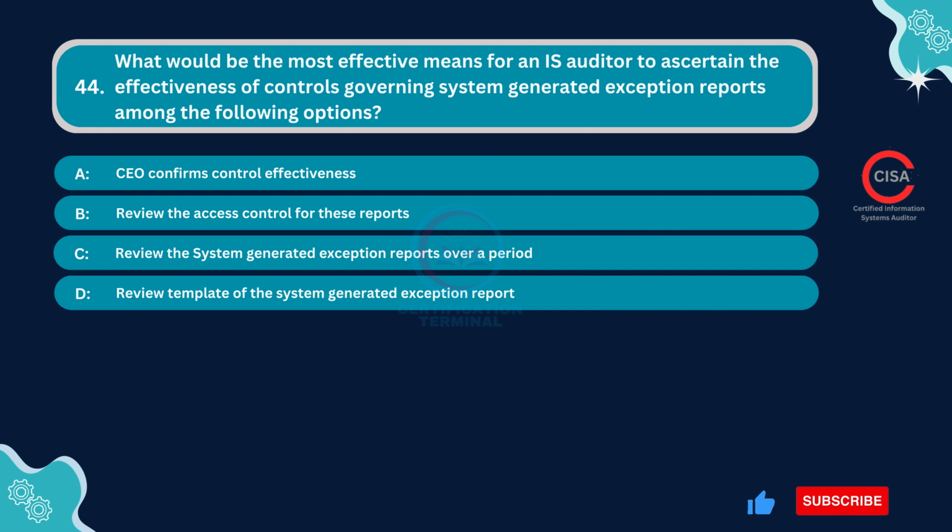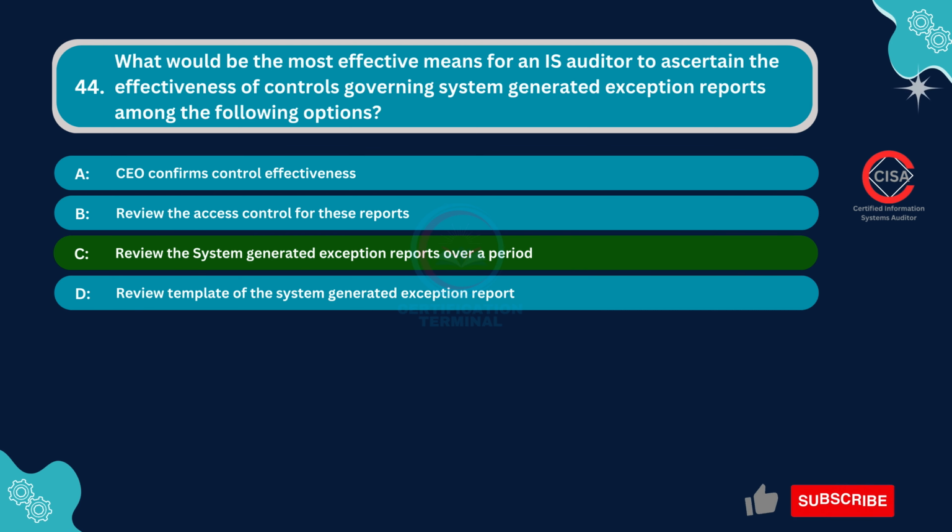The correct answer is Option C, review the system-generated exception reports over a period. While a CEO might offer general assurance, they may not have the technical expertise to evaluate the effectiveness of specific controls, like exception report controls. By reviewing actual system-generated exception reports, the IS auditor gains first-hand evidence of how these controls function in practice. This approach provides a more reliable assessment of their effectiveness compared to theoretical reviews of templates or access controls.